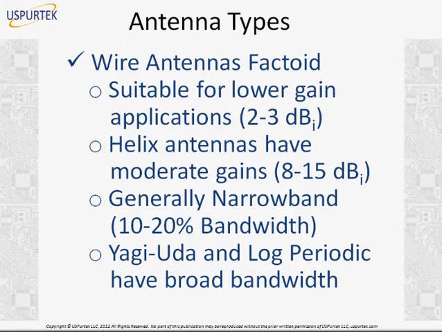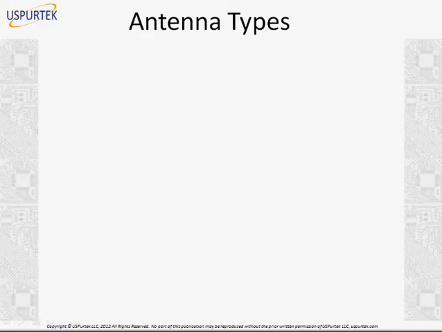Well, okay, some facts about the wire antennas for lower gain applications, 2 to 3 dBi. Helix antennas have a little higher gains, 8 to 15. Generally narrow bandwidth. Yagi-Uda and log periodic have broad bandwidths and so on.